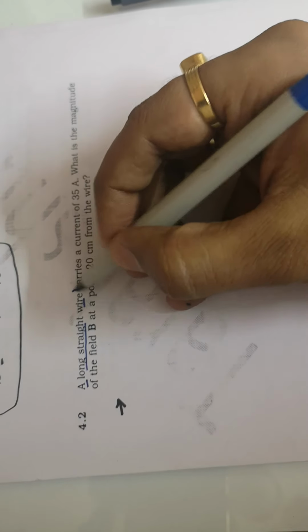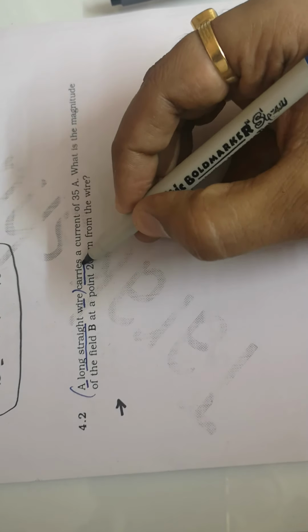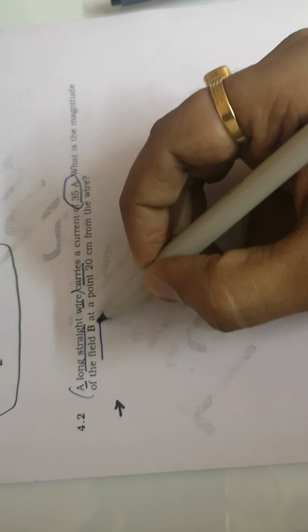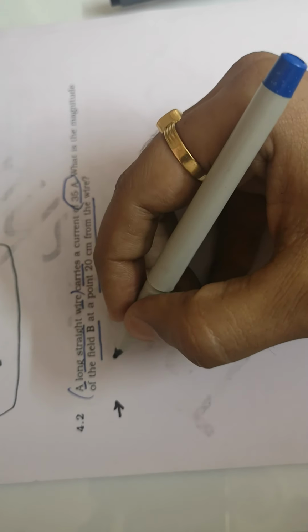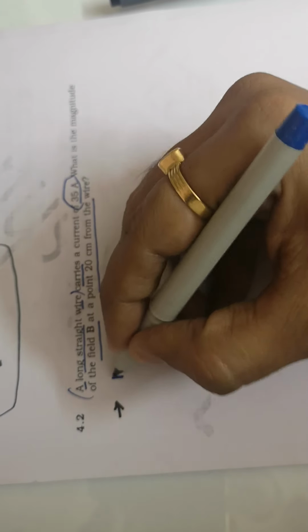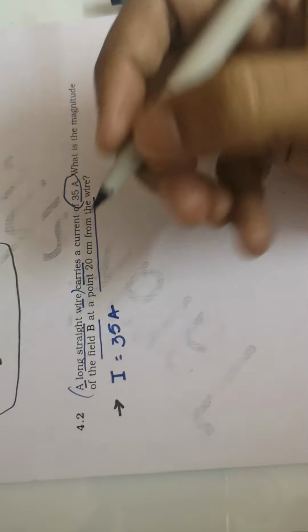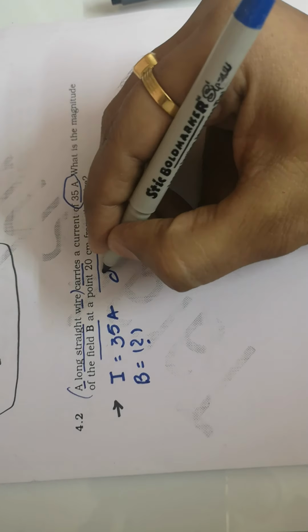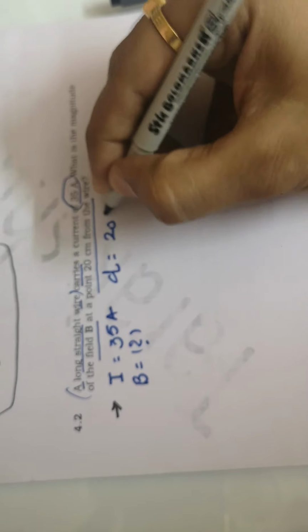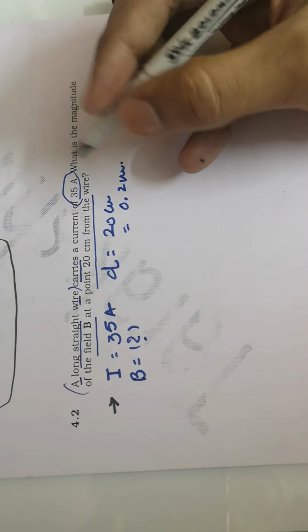Same question, but with some modification. Long straight wire: whenever such words are there, the equation might come to your mind. It carries a current, that is why I is equal to 35 ampere. The magnetic field is to be found 20 centimeter away from the wire. So we can utilize the straight wire formula. First of all, that is the primitive thought coming to our mind. Current is 35 amperes, and I have to find the magnetic field B. The distance from that point is 20 centimeters, so I have 0.2 meters. That is the data I have.